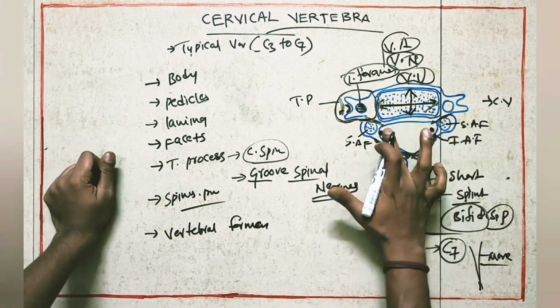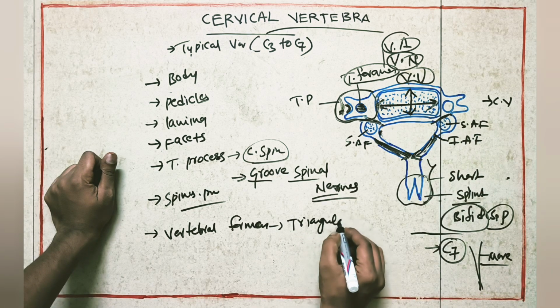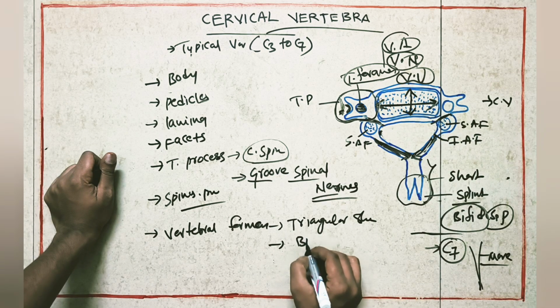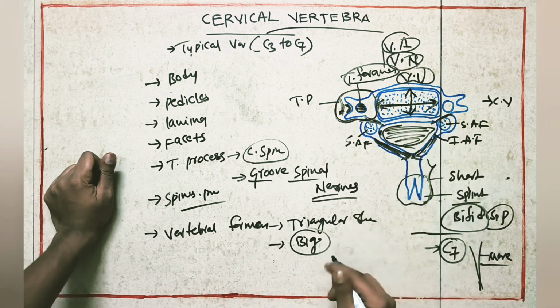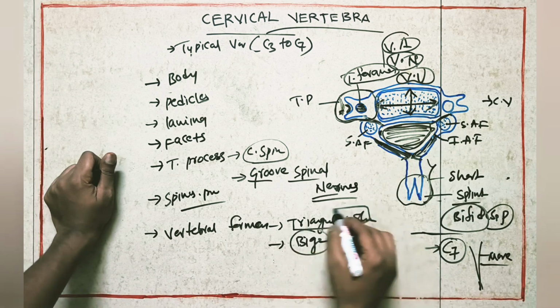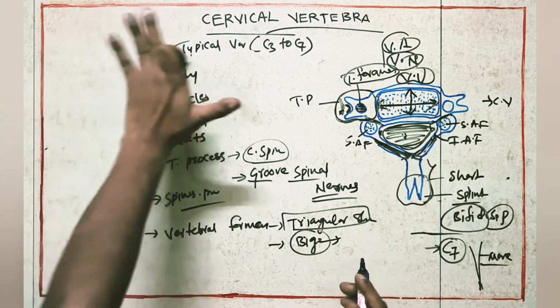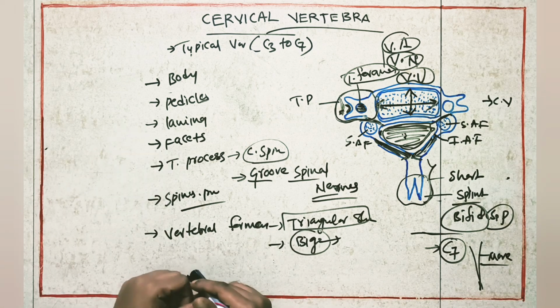And the last point, the vertebral foramen. This is the vertebral foramen. It is triangular in shape and big, because the spinal cord should pass here, so a big vertebral foramen will be there. It is triangular in shape, and the spinal cord will pass through this. So these are the typical vertebral structures of the cervical vertebra. Clear?